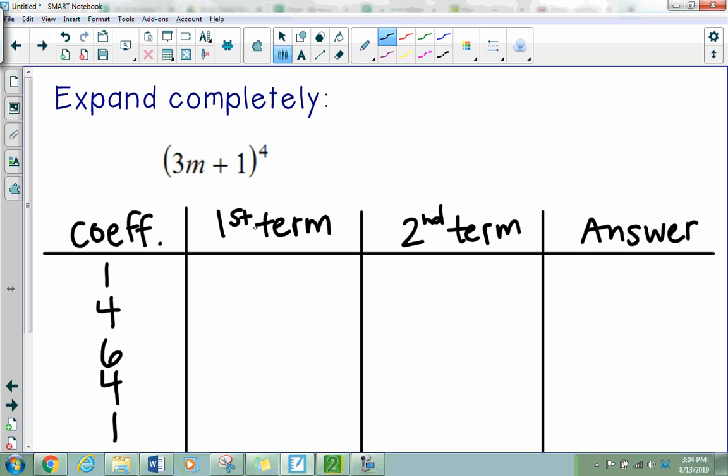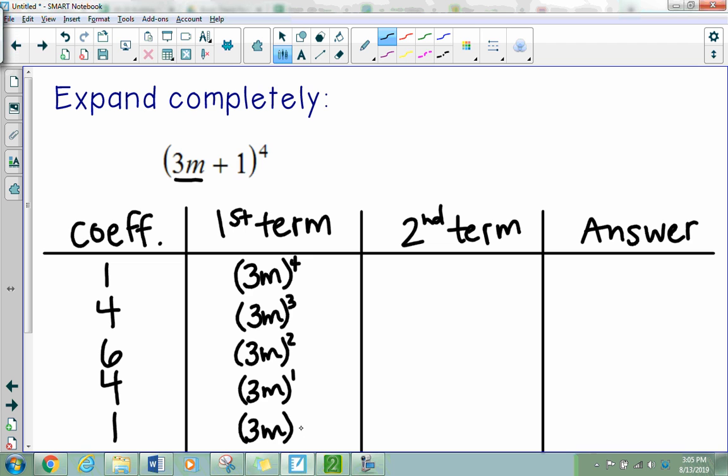Then, like I said, the first term, which in this case is 3m, should start at the highest exponent, which in this case is 4, and then it should slowly decrease from there until it's at 0. So 3m to the 3rd, 3m to the 2nd, 3m to the 1st, and 3m to the power of 0. And I'll figure out what each one of those is in a second.